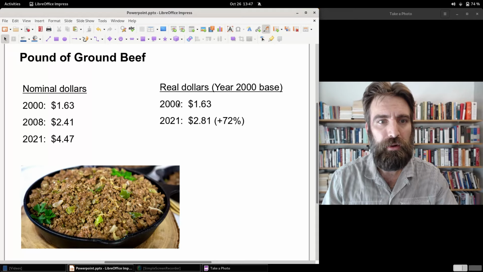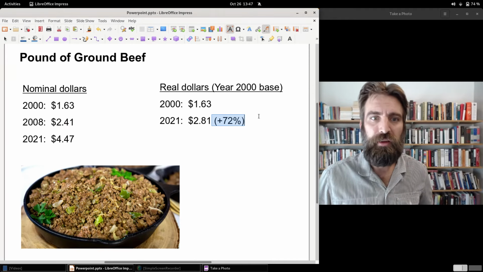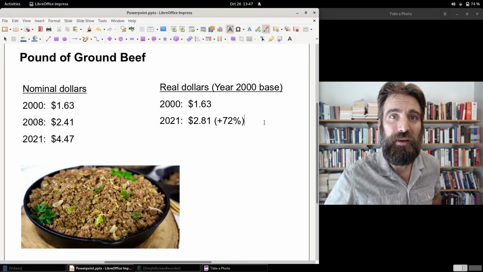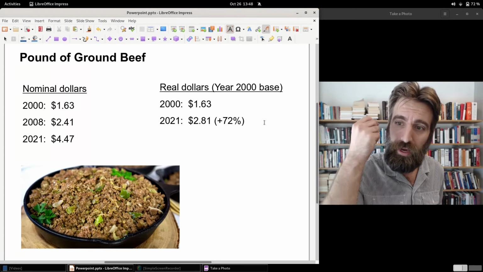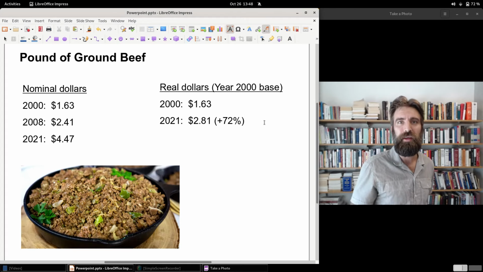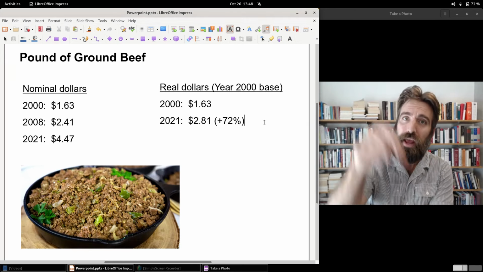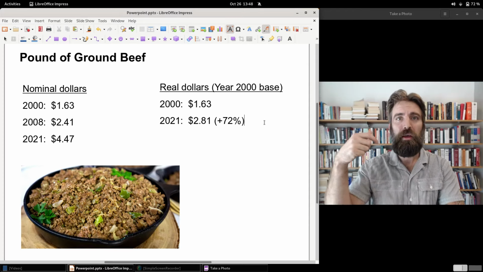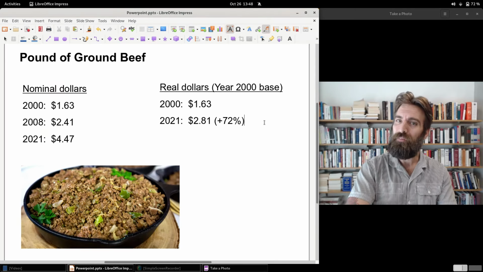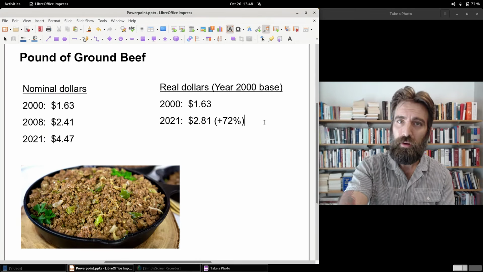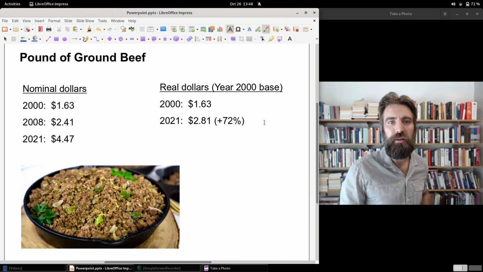Let's adjust this for real dollars. Using the year 2000 as the base, that is an increase in real terms of 72%. So the price of ground beef in real terms has increased by 72% in the U.S. in the last two decades. So your income is down in real terms. Housing is up significantly in real terms. And the cost of your food, in this case ground beef, is up in real terms.